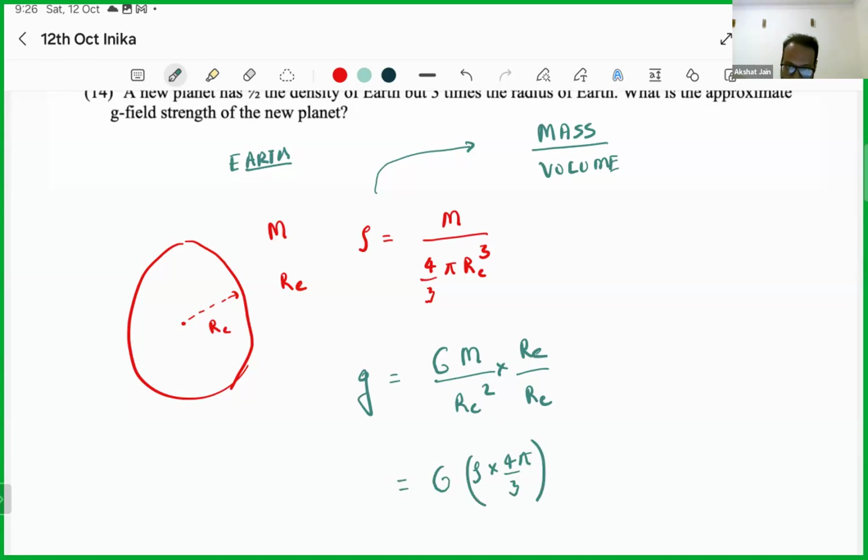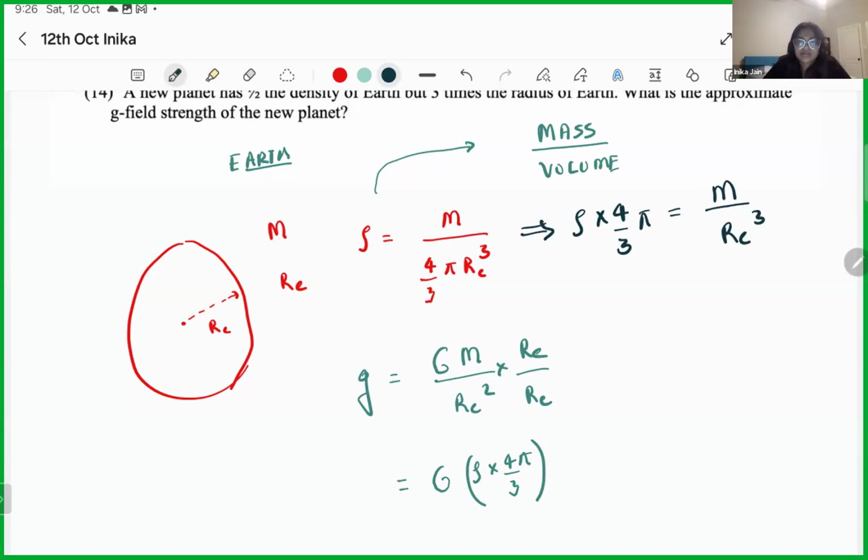You are getting what I am saying? Look here. It's rho multiplied by 4 by 3 pi is equal to M by RE cube. You understand this? Yes. So what I am trying to construct, Inika, in this G value, which is given as G M by RE square, I am multiplying RE at the top, RE at the bottom. So anyhow, what I am trying to do, I am trying to construct this M by RE cube value.